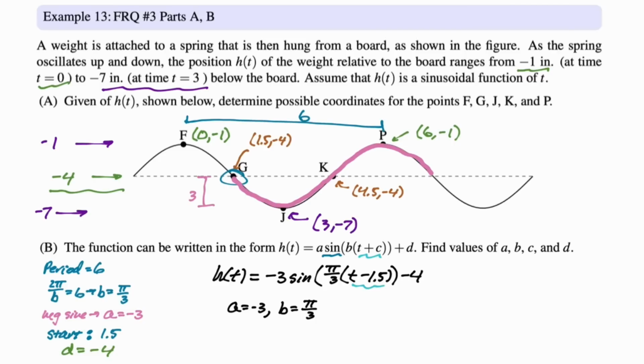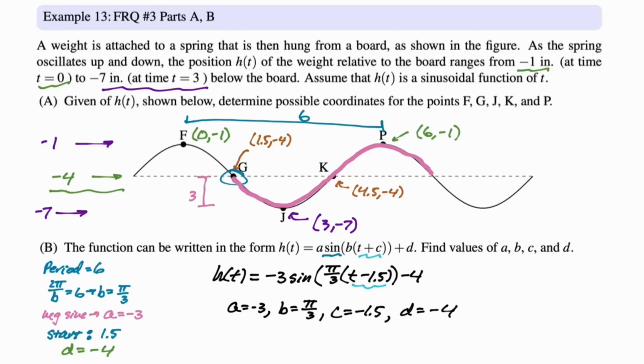Look up at the model and look at what we have. They have t plus c. They will always have that, t plus c. We have t minus 1.5. So for our purposes, c is -1.5. Just make sure you get that. And then d is -4. And that's all there is to it.